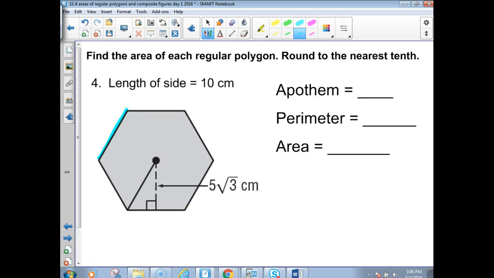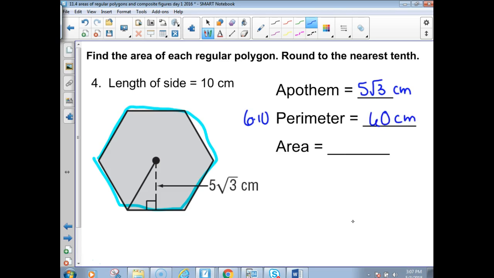We're going to find the perimeter by adding up all the sides, and then we have to do the apothem. They told me the apothem is 5 root 3, so 5 times the square root of 3 centimeters. The perimeter, sides are 10, and there's 6 of them. 6 times 10, 60 centimeters. We want to be careful typing this on our calculator because we have to do 5 root 3 times 60 divided by 2.